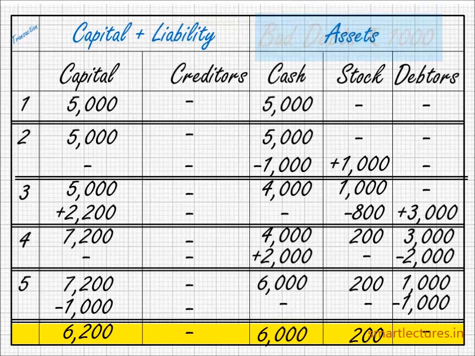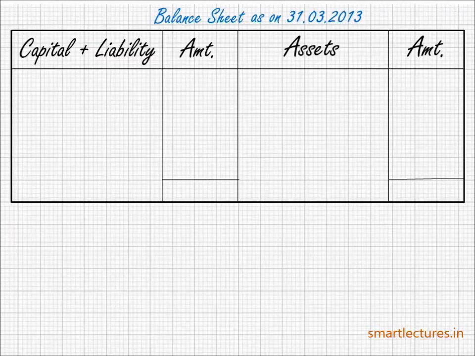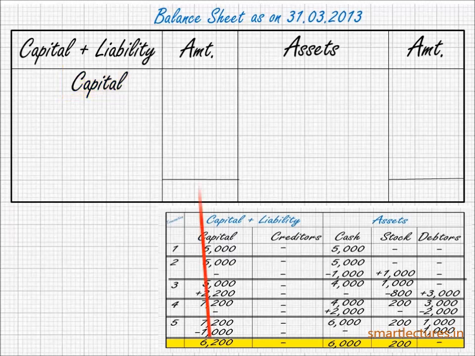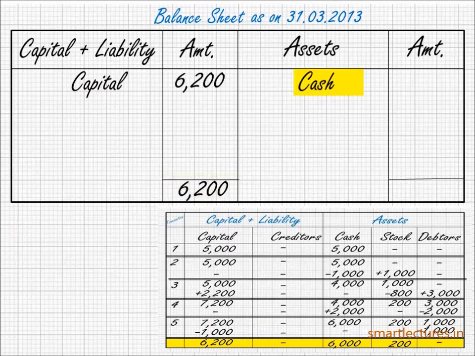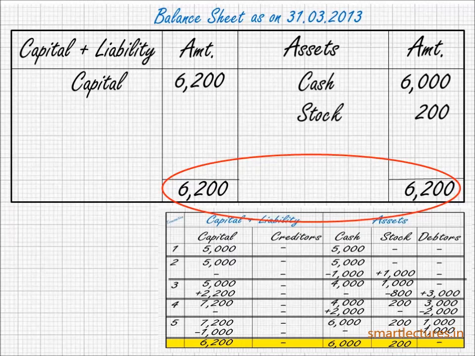Now, we have to prepare the balance sheet on the basis of the last equation as on 31st March 2013. So the balance sheet will be, on the left hand side, capital 6,200, and on the right hand side, cash 6,000, stock 200, and the totals on both sides 6,200.